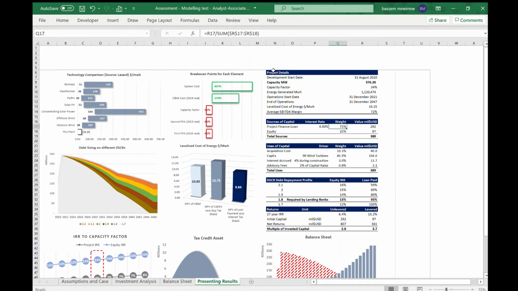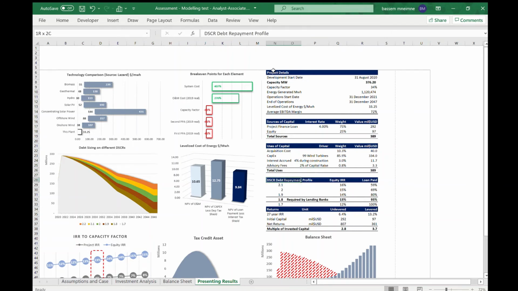So 75% of my capital is coming from a project finance loan, with a value of around 300 million, and I'm putting in equity of around 100 million. And where am I using it? Mostly in CAPEX, so 86% in CAPEX, capital expenditure, that is construction cost and other costs, and the rest goes into acquisition of the land, interest accrued during construction, and the advisory fee. I took the assumption that the advisory fee is 2% of the capital raise.